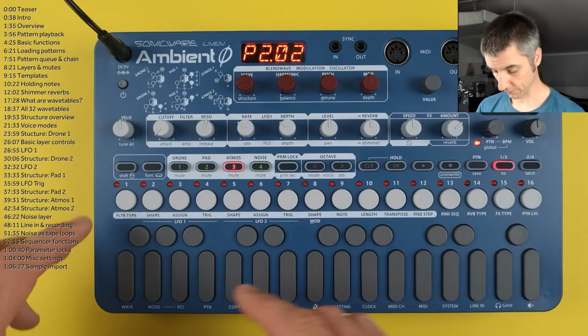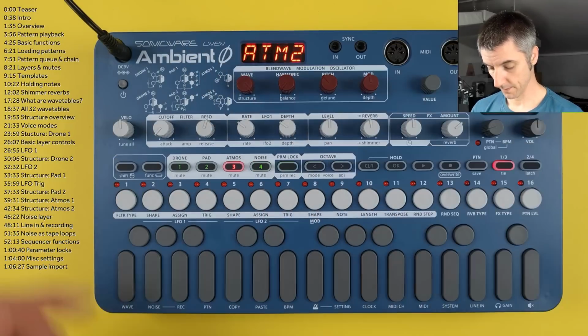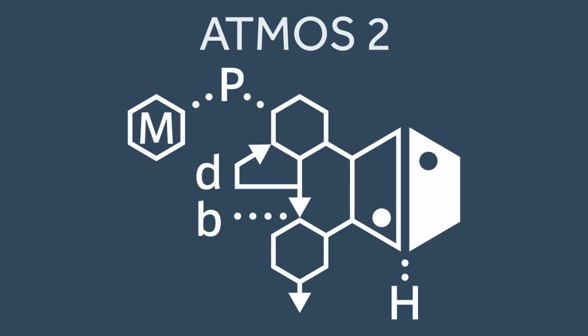So lastly is Atmos 2, so let's dial that in and take a look at the structure. So Atmos 2 does things a bit differently. You can see one of the outputs is being sent into the other one. This is the way FM works. So in a standard FM pair, you have a couple of sine waves, and one influences the other, and the more it influences it, the brighter it gets.